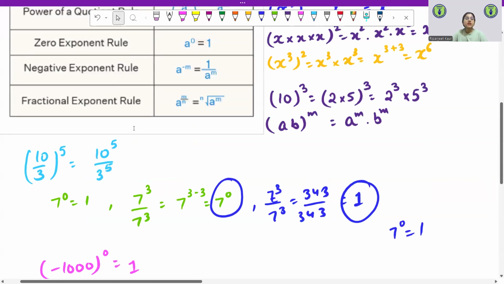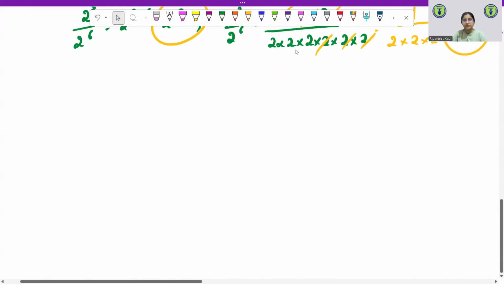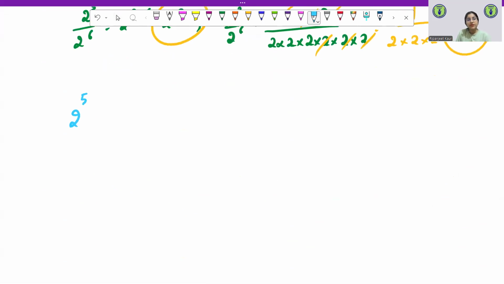Then there is the fractional exponent rule. Now, what does it mean by the fractional exponent rule? Now, if we have 2 raised to power 5 over 3, that is a cube root. So what it means is that we can write it as 2's cube root raised to power 5. Now, how is this happening?